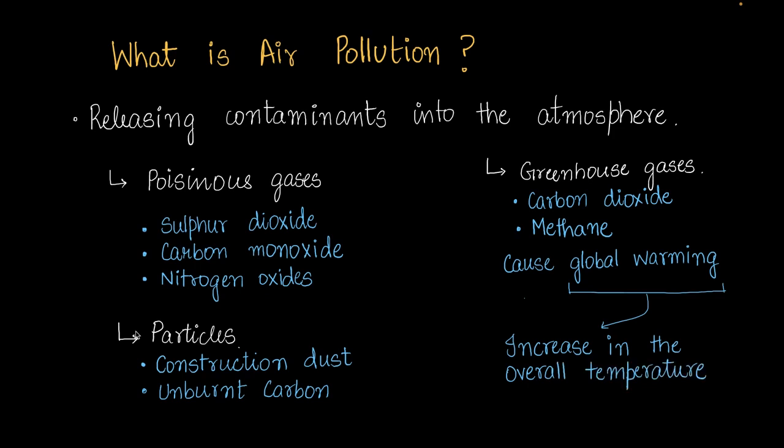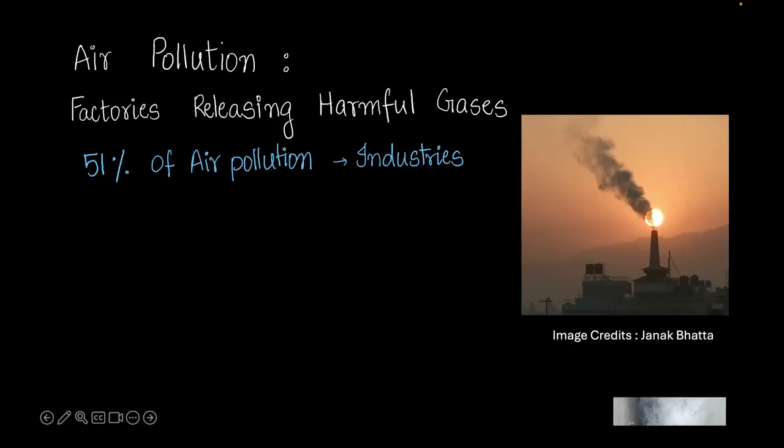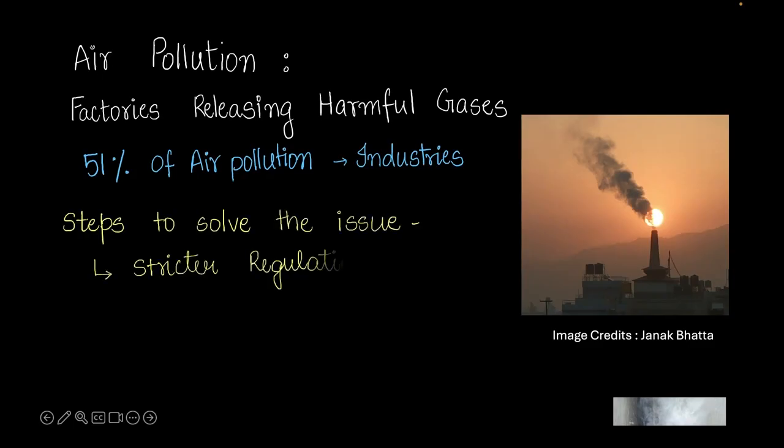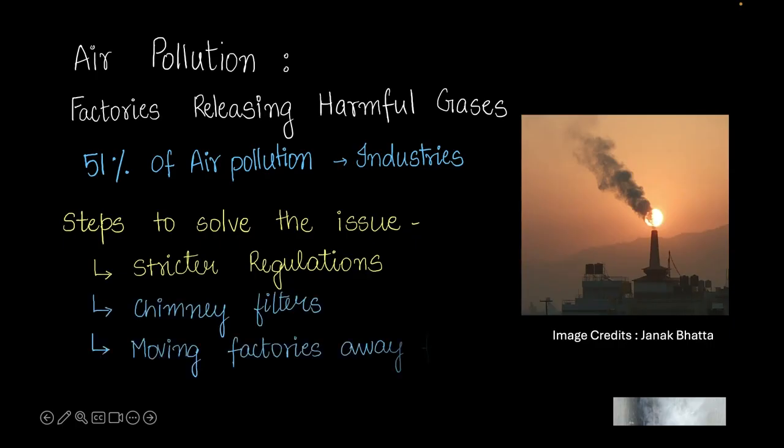Next, we'll go through a few common causes of air pollution and how we can solve them. The single largest reason for air pollution in our country is industries. 51% of the air pollution in our country is just due to industries. So what can we do to reduce this effect? One thing we could do is have stricter regulations. Another thing we could do is ask factories to install chimney filters so that harmful gases don't enter the atmosphere. The other thing we could do to save ourselves is to move residential areas and factories away from each other.